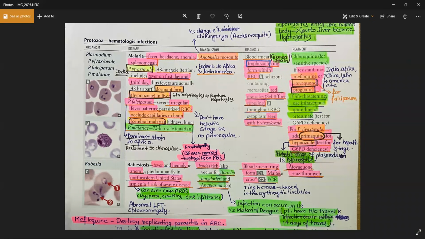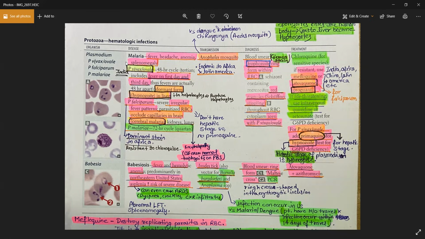So 4 types of Plasmodium exist. One is vivax, second is ovale, third is falciparum, and fourth is malariae. You don't need to remember the 48-hour cycle or the 72-hour cycle. Okay, don't need to worry about that.